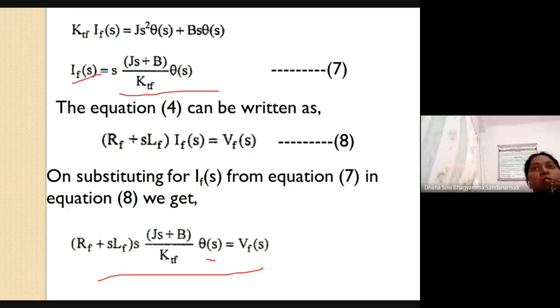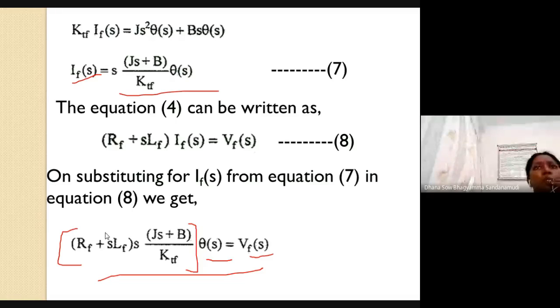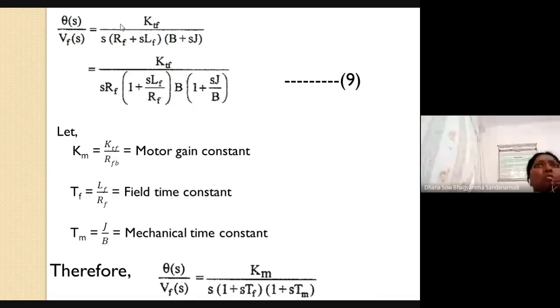Now if you observe, this is in terms of theta(S) multiplied by some coefficient, equal to VF(S). So you can take the ratio theta(S) by VF(S). You can further simplify these terms, multiply and divide wherever possible. You will get this equation, and you can rearrange these terms further like this and replace them by some constants.